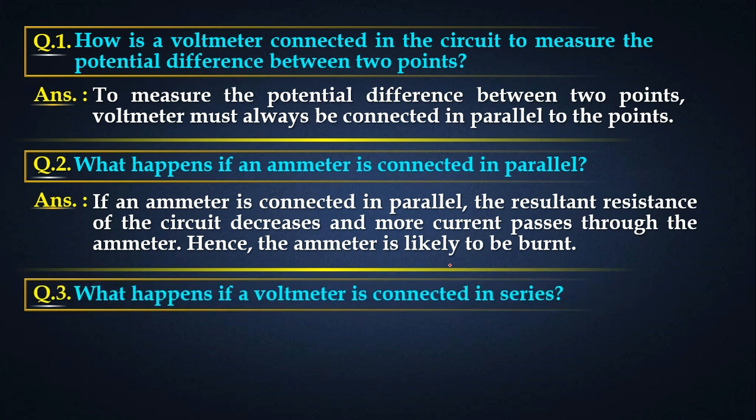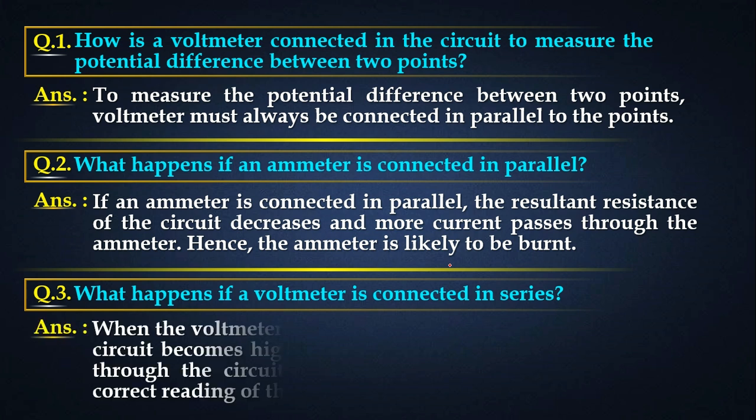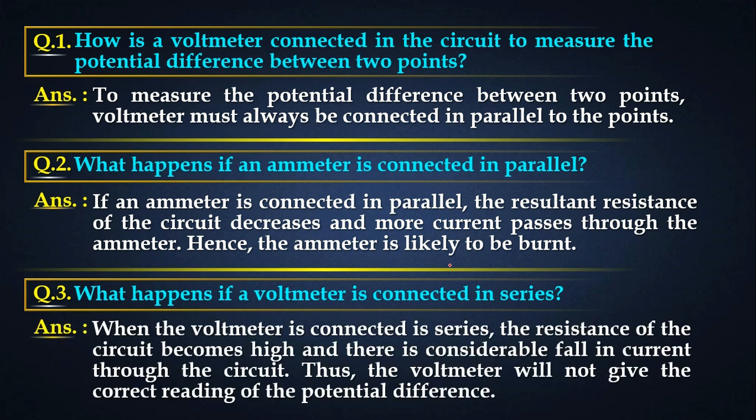What happens if the voltmeter is connected in series? As we know, the voltmeter has infinite resistance. If we connect it in series, it does not allow the current to pass through it, and there is no current supply in the circuit. When the voltmeter is connected in series, the resistance of the circuit becomes high and there is a considerable fall in the current through the circuit. Thus, the voltmeter will not give the correct reading of the potential difference, because it won't allow the current to pass through the circuit, so we won't get the correct reading of the potential difference.